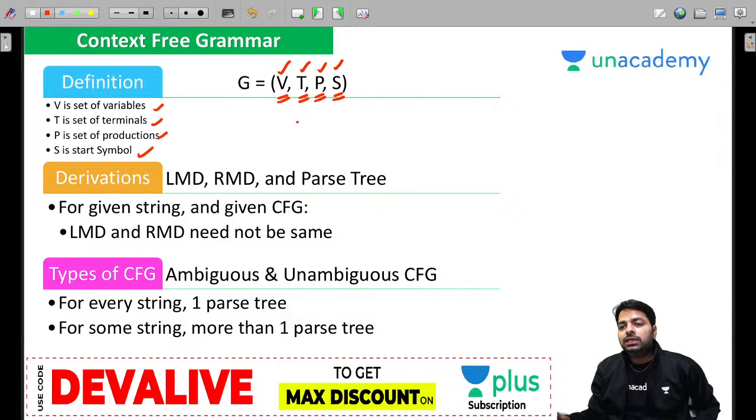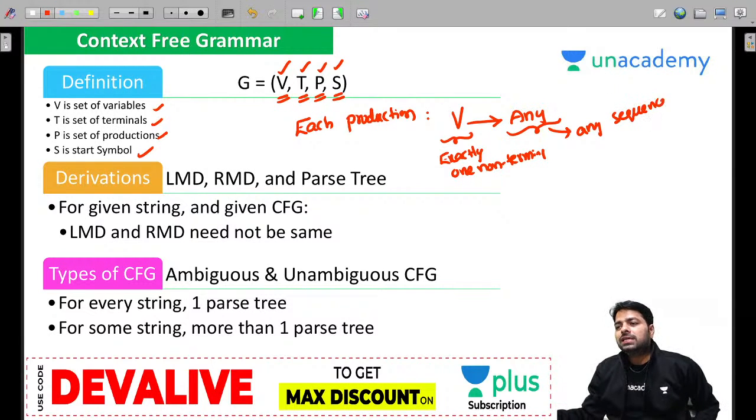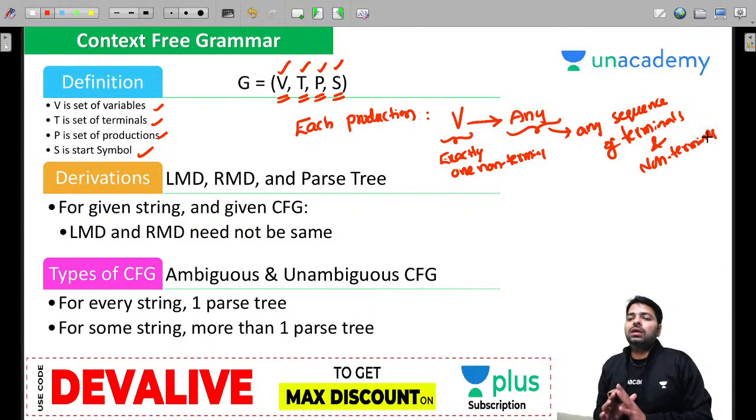Each production in P, I'm talking about, is going to maintain a rule. Left hand side is one non-terminal, right hand side is anything. Left hand side is exactly one non-terminal. There is no terminal here, exactly one non-terminal. Any means any sequence, zero or more terminals and non-terminals. You can use any symbol there. It's a very simple grammar. On the left hand side, you have to ensure there is only one symbol, and that symbol is also exactly one non-terminal.